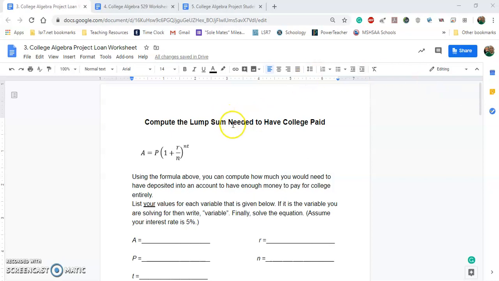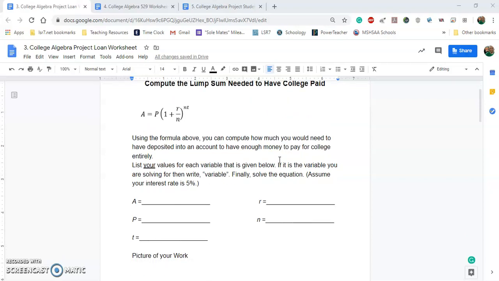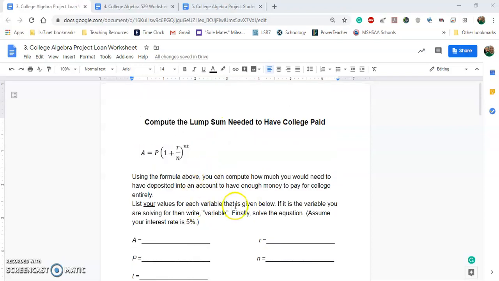It's essentially how to compute the lump sum needed to have college paid for in its entirety. So essentially how much you would need to have initially deposited into an account to have enough money to pay for college after 18 years. That gives you a little bit of additional information, because you're assuming that you're going to college when you're 18.